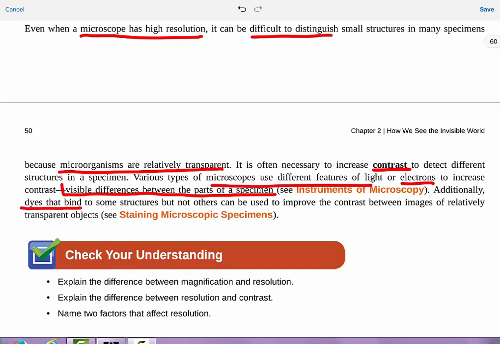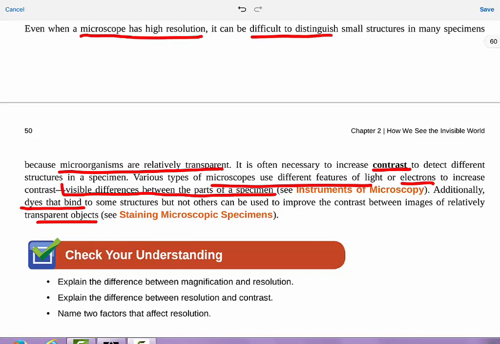Additionally, dyes that bind to some structures but not others can be used to improve the contrast between images of relatively transparent objects. And that is oftentimes what's used in a laboratory. We'll see that in a laboratory if we have a laboratory together where we are dyeing different specimens. There are the gram stain dyes that you perhaps have heard about, gram positive, gram negative. There are endospore dyes, capsule dyes, acid-fast stains.